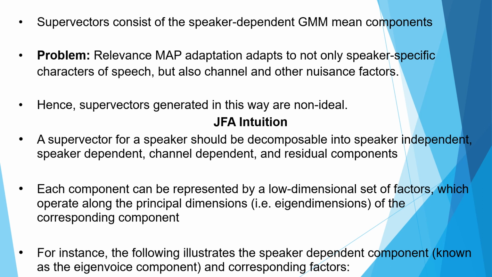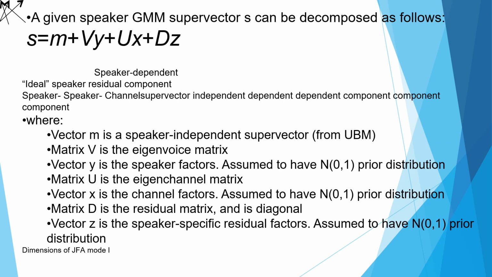Eigendimensions, with eigenvalues of the corresponding component. For instance, the following illustrates the speaker-dependent component, known as the eigenvoice component, and corresponding factors. A given speaker GMM supervector can be decomposed as follows: s = m + Vy + Ux + Dz. Vy is the speaker-dependent component, Ux is the channel-dependent component, and Dz is the speaker-specific residual component.